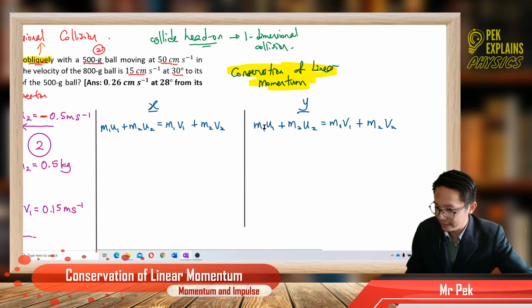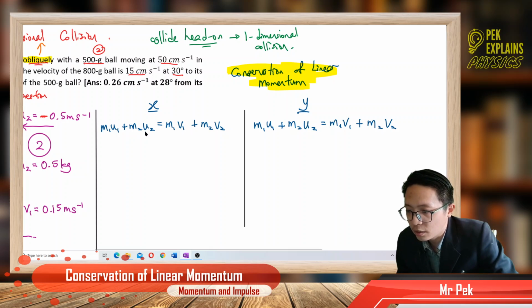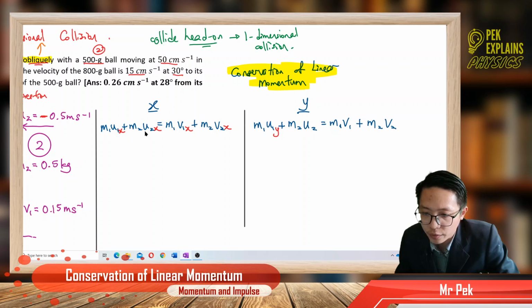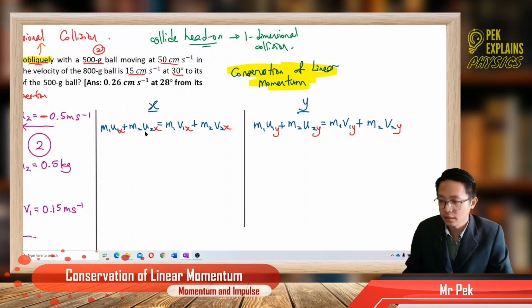But you don't write it like m1u1, m2u2. You must include the components. For the x component, we have u1x, u2x, v1x, v2x. The same for the y component: u1y, u2y, v1y, v2y. Just add on the components.